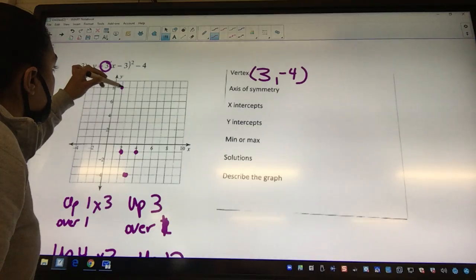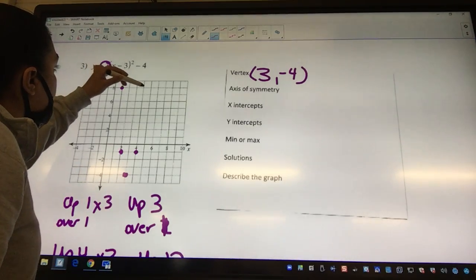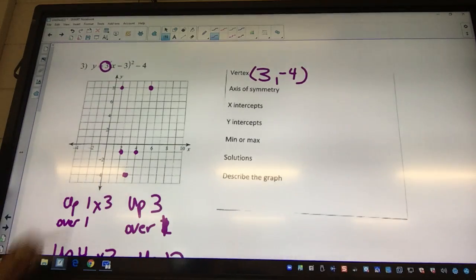I just counted and I couldn't get 12. You got to count from the very bottom point. You always got to count from the vertex. So you go up 4 or up 3 or whatever, you got to go back and count from there.